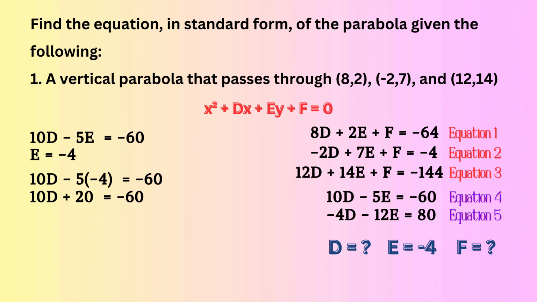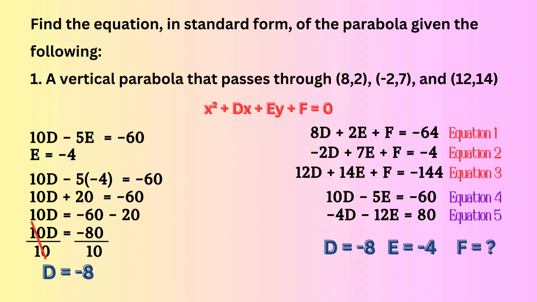Then, we can transpose 20 to the right side of the equation, so that we have 10d equals negative 60 minus 20. Solving for that, we have 10d equals negative 80. To solve for d, we divide both sides by 10, so that d equals negative 80 over 10, or d equals negative 8.